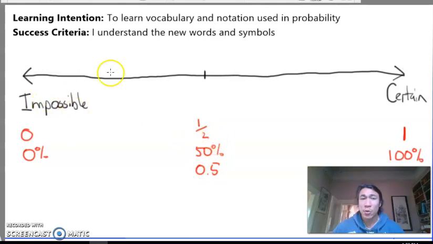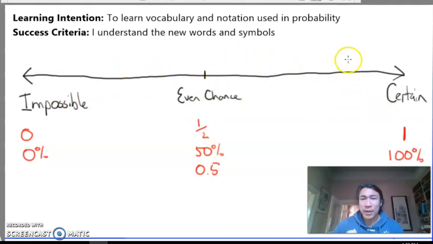If I think about the word now, something that goes in between impossible and certain, the word we often use is equally likely, or maybe it's called 50-50, or even chance. I'll use the word even chance. I quite like that. But if it's bang down the middle, if something has an even chance of happening, it is 1 in 2 chance, it is 50% chance, or it is a 0.5 of a chance of happening. So they're the three main ones.